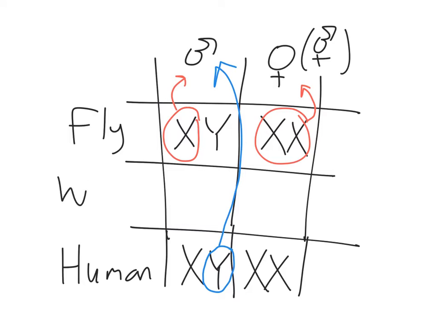So what about worms? C. elegans. Females? What sex? Or what sex chromosome constitution? Anybody? What sort of chromosomes do female or hermaphrodite C. elegans have?